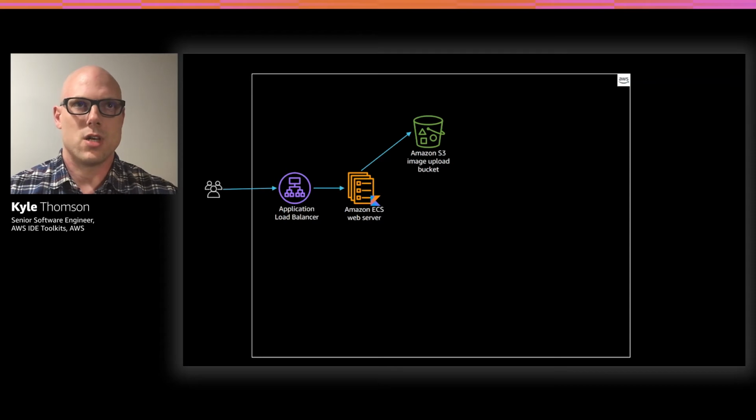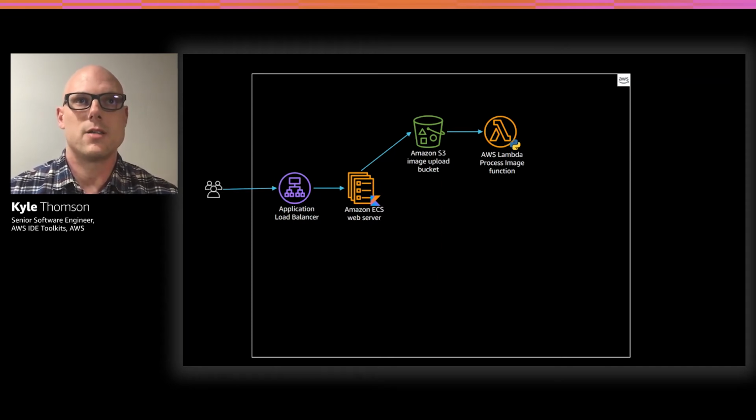The image is going to go into an S3 bucket for initial storage, and that is going to trigger a Lambda function to process that image. We have triggers set up as part of our CDK infrastructure definition between that upload bucket and the Lambda image processing function. The image processing function is going to call out to Amazon Rekognition to detect labels and figure out what's in the image.